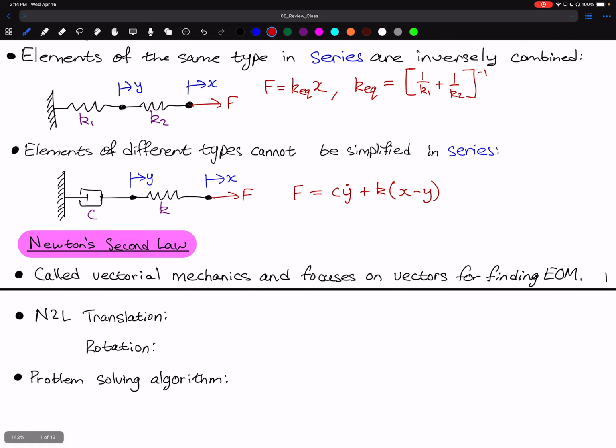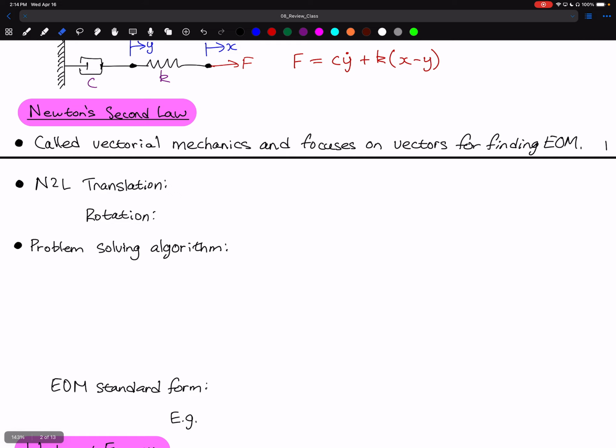All right, we're going to move on to Newton's second law. We also call this vectorial mechanics because it focuses on using vectors, free body diagrams, etc. as a way to understand motion and find equations of motion specifically. We looked at two forms of that. The first is for translation. This is the sum of the forces, where the vector forces is equal to the mass times the acceleration, the acceleration vector specifically.